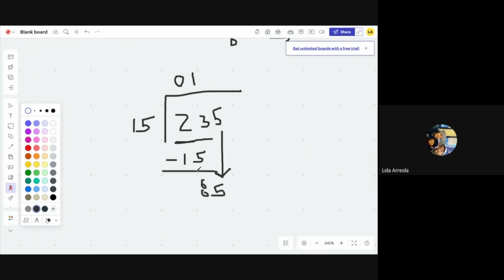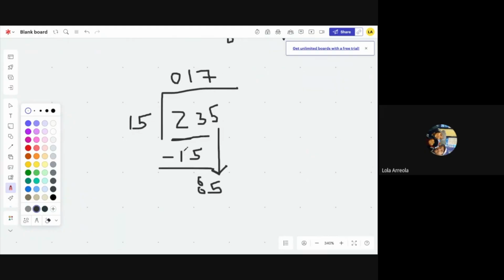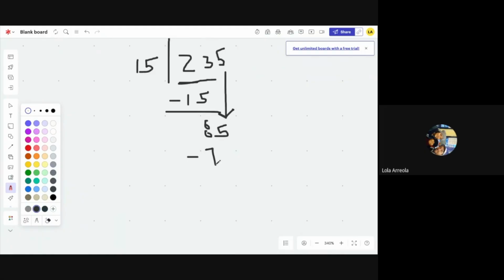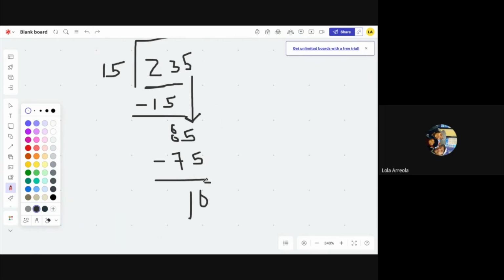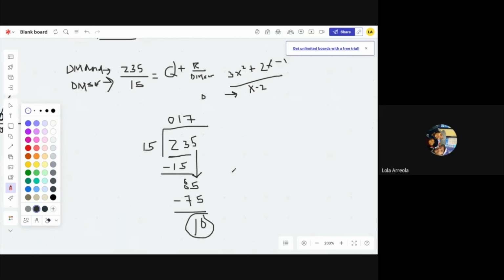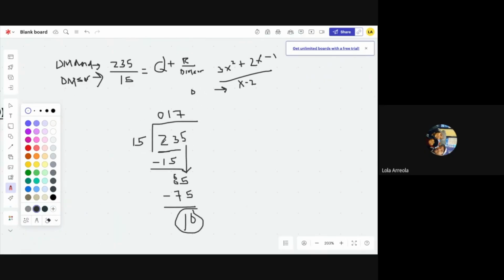So now I look at this new value and I say, how many times does 15 fit into 85? 15 fits into 85 7 times, right? So that would be 15 times 7, which is 75. What is the remainder? 5 minus 5 is 0. 8 minus 7 is 1. Can I bring down any more values? No, since I can't bring down any more values, 10 is what is called my remainder. So the solution to 235 divided by 15 is 17, my quotient, plus the remainder, 10, over the divisor.